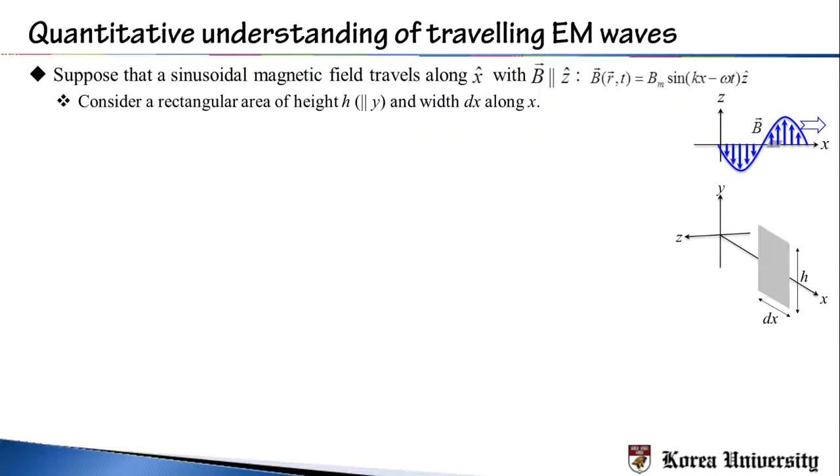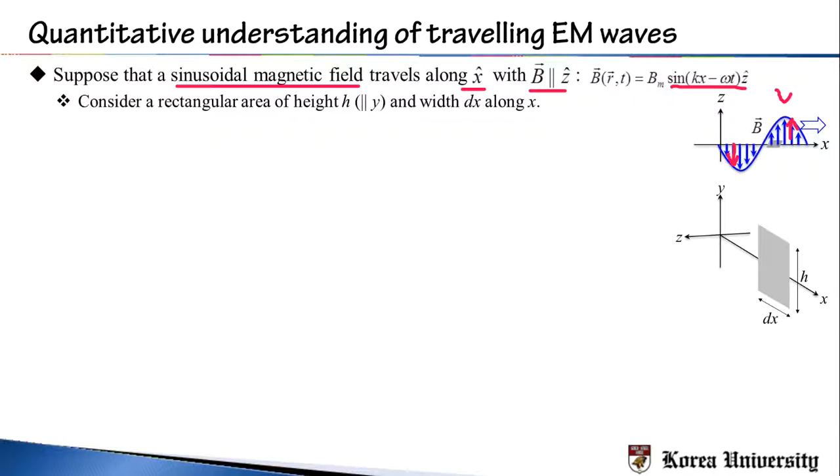Okay, so first suppose that there is a sinusoidal magnetic field traveling along the x-axis, and the magnetic field is pointing along the z-axis. Just like here. Here the blue curve represents the envelope of this traveling wave function. So, for example, the magnetic field here is pointing downward, and then it is pointing upward here, just like a sine wave, and at the same time it is moving to the right. Okay, so it's a traveling wave.